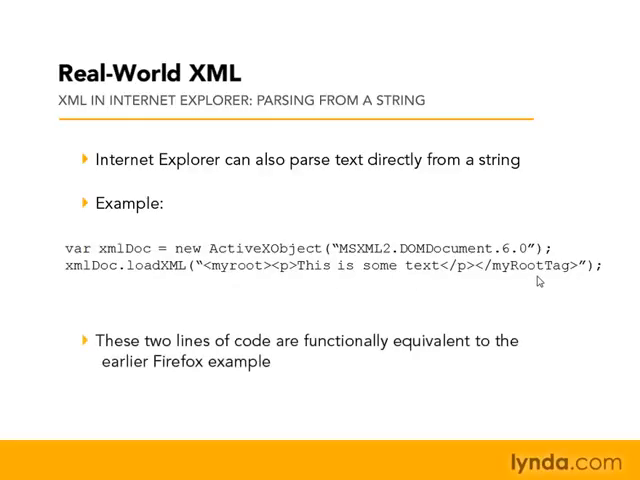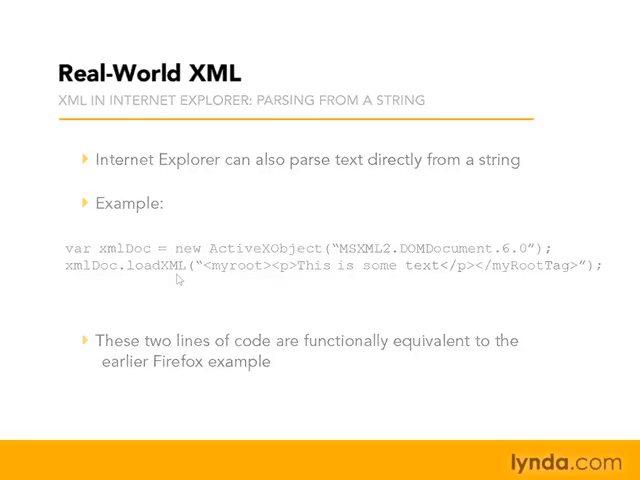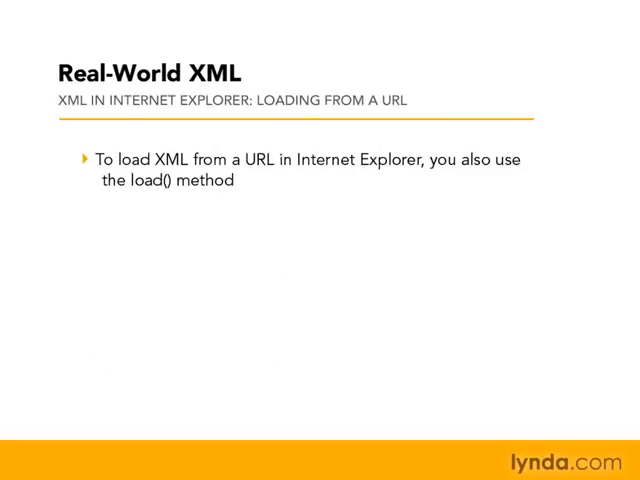So these two lines of code do essentially what the Firefox example does, only we don't have to create any objects other than the document itself, because the XML document in IE has a convenience function that just loads XML right from a string. You can also load XML from a URL in Internet Explorer, just like you can in Firefox, and you use the load method.